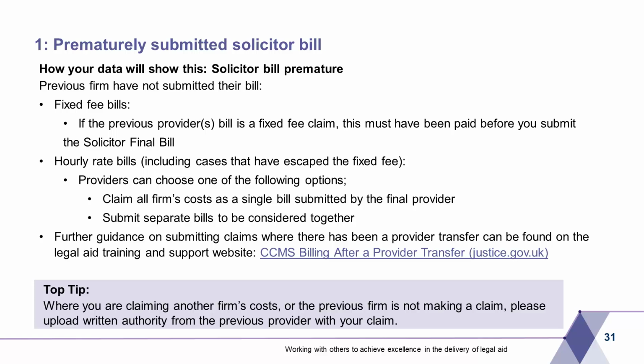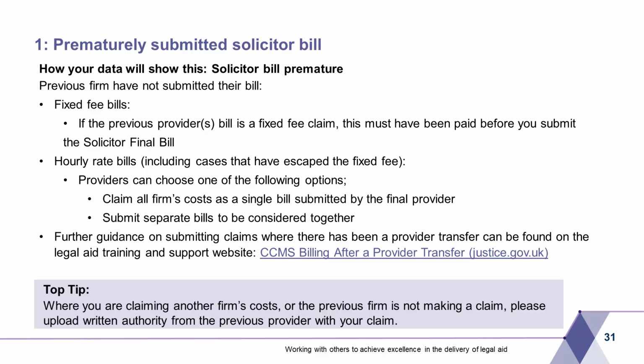For hourly rate bills, including those that have escaped the fixed fee, where it is the case that we allow for separate claims, for example, where there are multiple providers and one provider is no longer trading, it will be necessary for both claims or all claims to be considered in the case. And that goes back to the point that we discussed at the outset about there being one single point of assessment for hourly rate claims. For such claims, we consider all costs and claims under the certificate to be a single claim with one point of assessment, with assessment being undertaken in one exercise. So for that reason, unlike the previous scenario, we would require all bills to be submitted simultaneously so they can be assessed together.